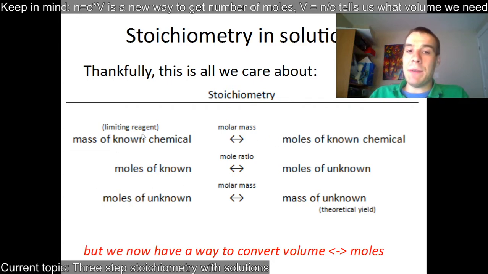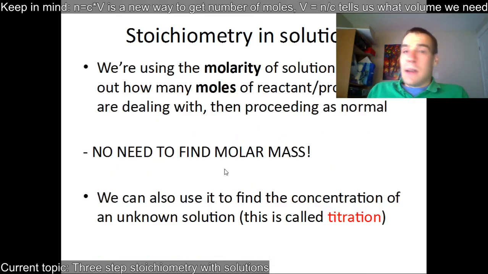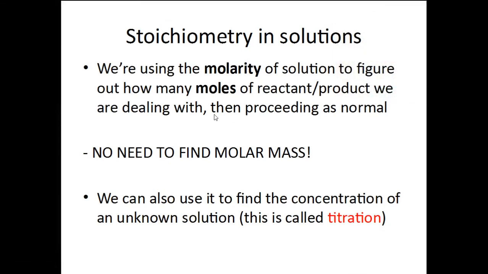Here we now have a way to do volumes from volumes to moles. It's n equals C times V. We also have a way to convert moles back to volume, and that is V equals n over C. So it's not just mass that we can use, now we can use volume, as long as we know the concentration. We have to know the concentration. So we use the molarity to figure out how many moles, and then proceed as normal.